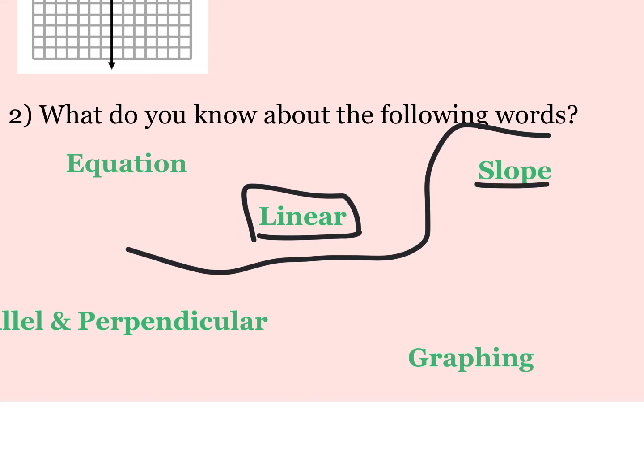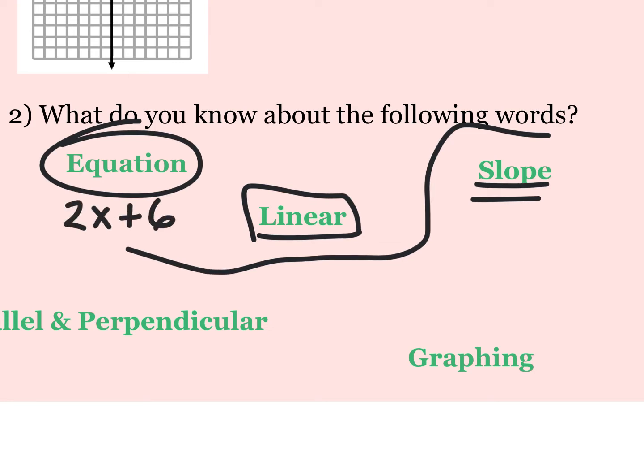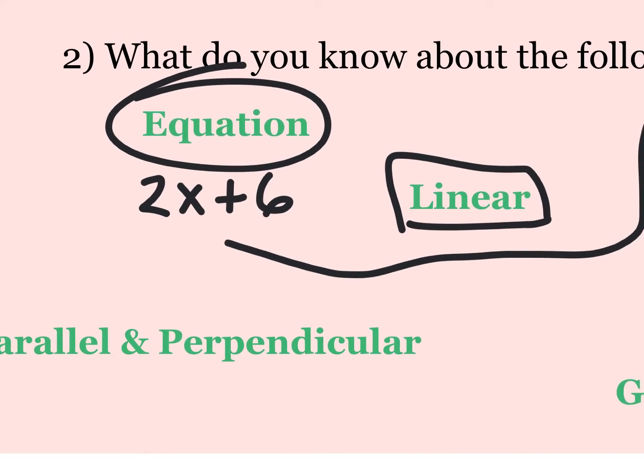Okay, slope, we just defined it. It's rise over the run. An equation. A lot of people think this is an equation. 2x plus 6. It's not an equation, technically. What's it missing to be an equation? Yeah. And you need something on both sides. So like y equals. Now that's an equation.